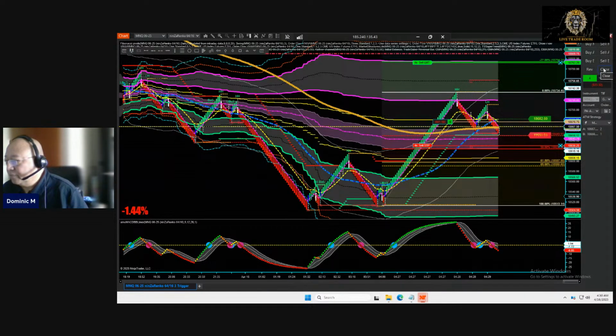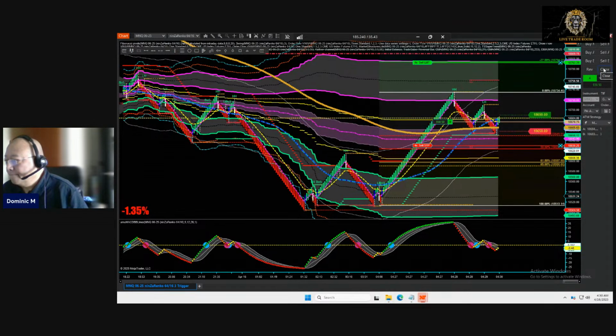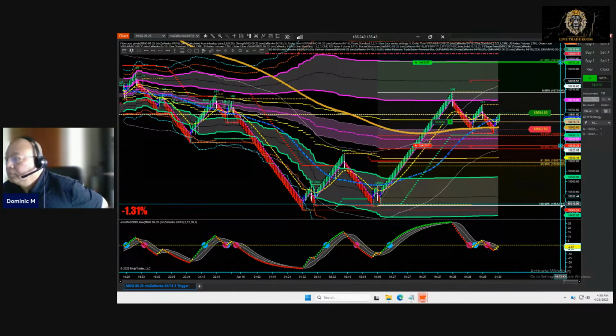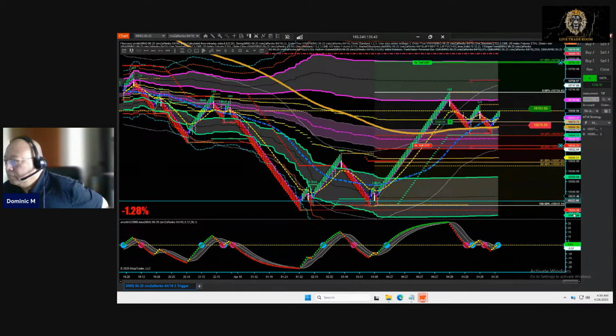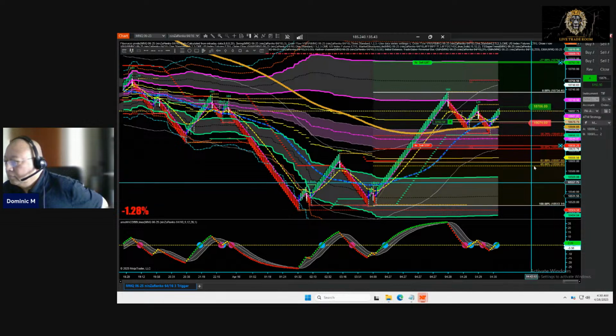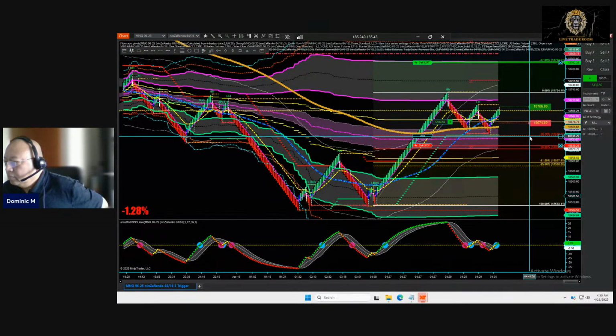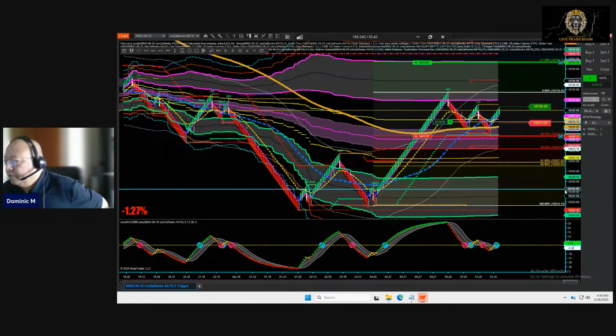Hopefully they're trying to bring it up. Let's see. Bouncing off the VWAP. Okay, hopefully we can create a higher high again. Because if they create another lower high here, then you know it's going to go down. Let's see if they create a higher high.